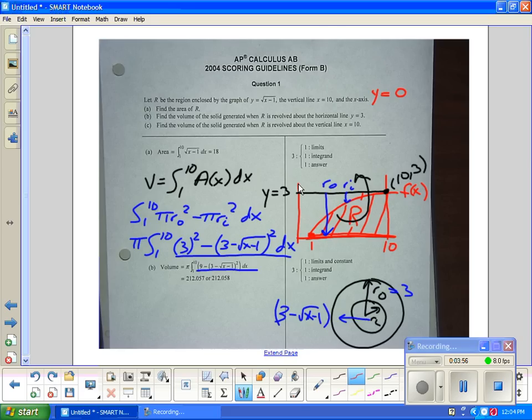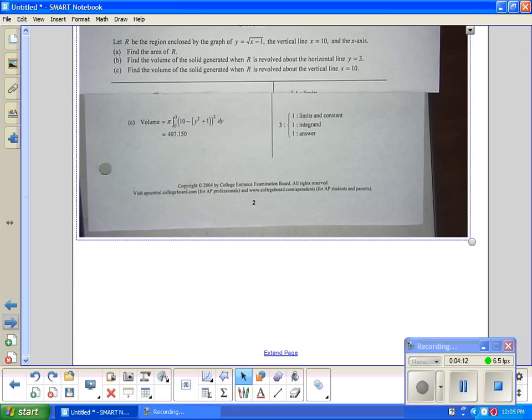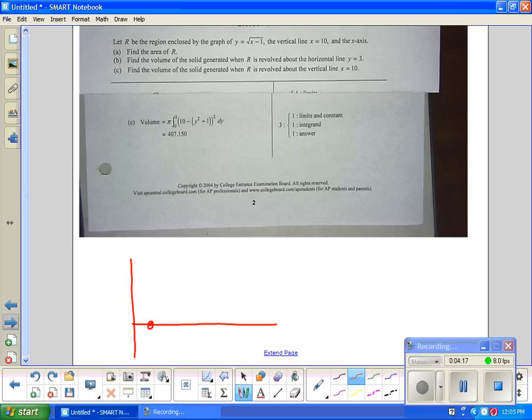Now, the next one says find the volume of the solid generated when R is revolved about the line x equals 10. I'm going to go to the next page because that's where I have the answer. And we had a lot of struggles with this. And again, this is a practice issue. You know that the graph goes from 1 to 10.